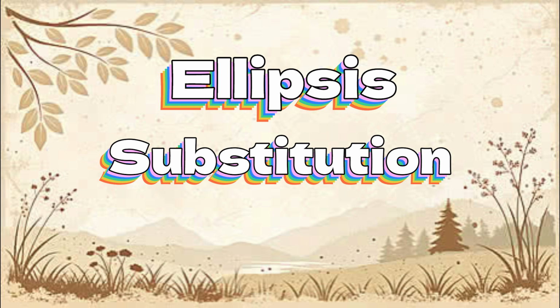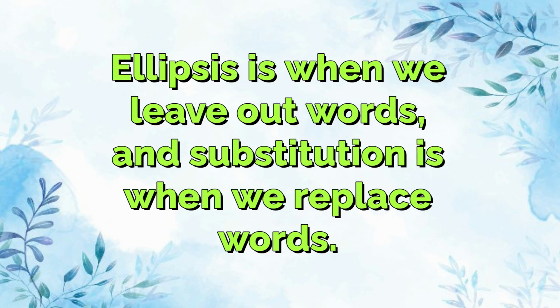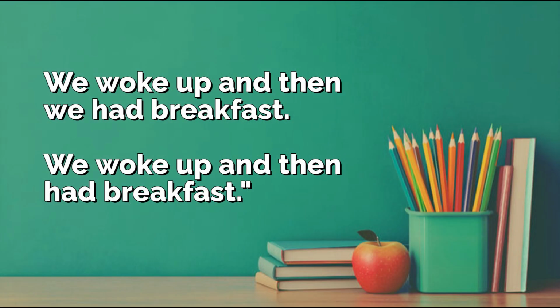In this video, we're going to break down how you can use these techniques to make your own English sound more fluent and cohesive. So, what exactly are ellipsis and substitution? Simply put, they are techniques we use in English to avoid repeating words or phrases. Ellipsis is when we leave out words, and substitution is when we replace words. Mastering these skills will add a natural flow to your speech and writing. For example, instead of saying, "We woke up and then we had breakfast," we can use ellipsis and say, "We woke up and then had breakfast."